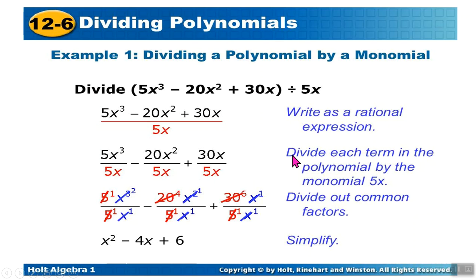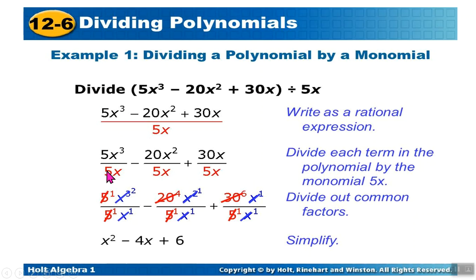Step number 2, divide each term in the polynomial by the monomial 5x. We will write it in separate form. We divide 5x cubed by 5x, minus 20x squared divided by 5x, plus 30x divided by 5x. As you can see, we put it in 3 separate rational expressions.